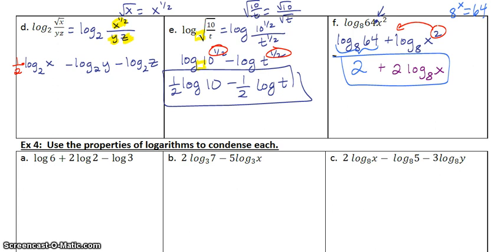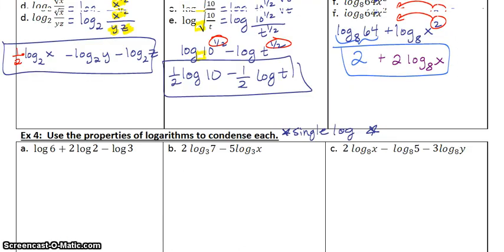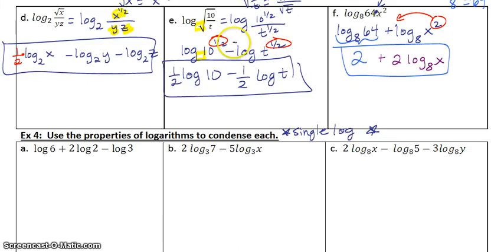Alright, pause, make sure you got that down, write down questions. Let's look at example 4. And example 4 is basically the same thing, only we're going backwards. So now they're going to give it to you all written out. And our goal is to make it so that it's all together. So our goal is a single logarithm. And our goal is to have no exponents. And I want to tell you that before, remember how I always moved the exponent to the front at the very end?